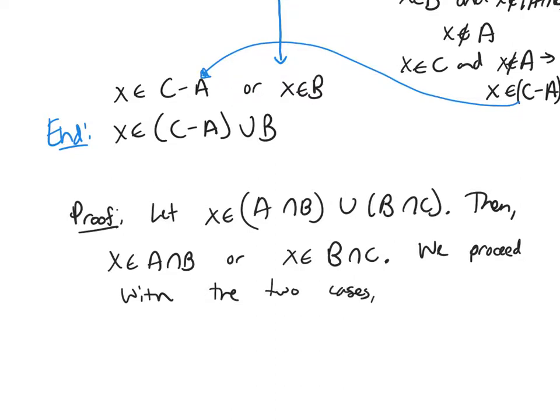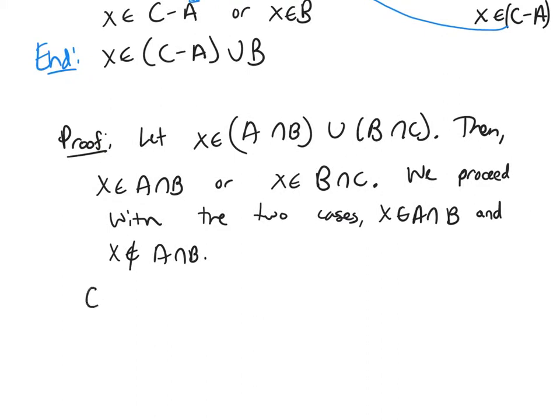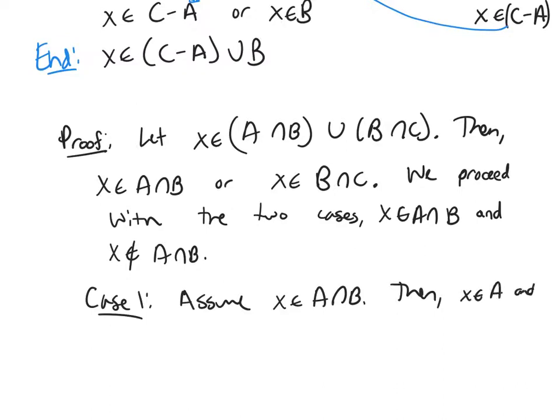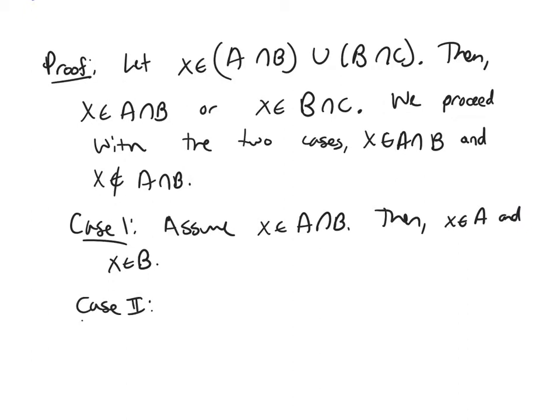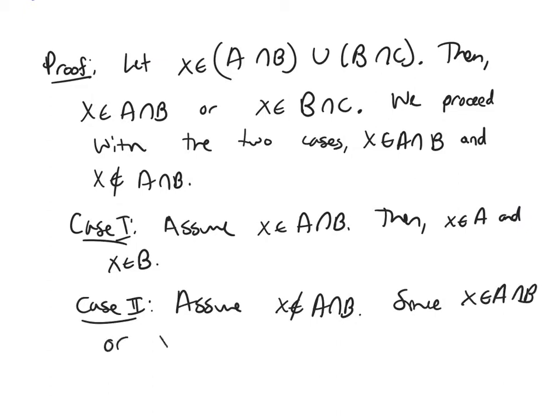I'll say the two cases: X is in A intersect B, and X is not in A intersect B. So case 1, assume X is in A intersect B, then X is in A, and X is in B. Case 2, assume X is not in A intersect B, but since X was in A intersect B or X was in B intersect C, then that means that X is in B intersect C. Then we have X is in B, and it's in C.